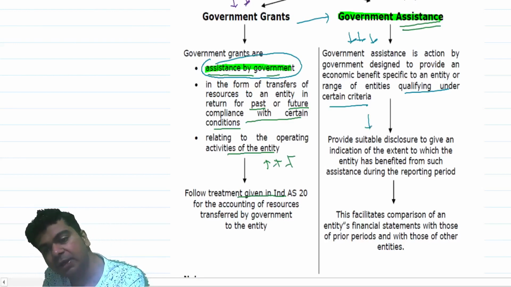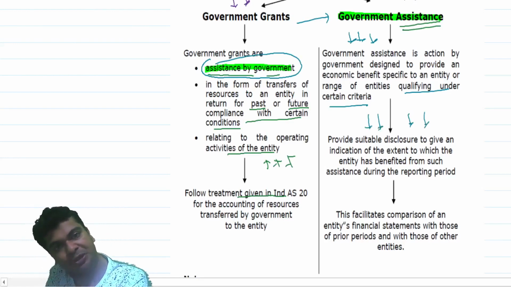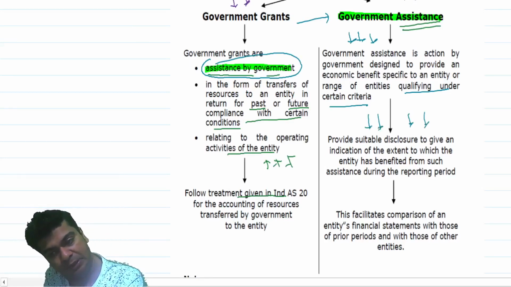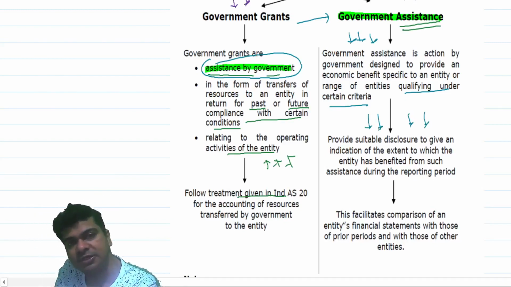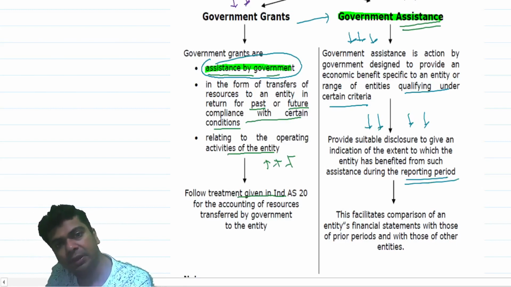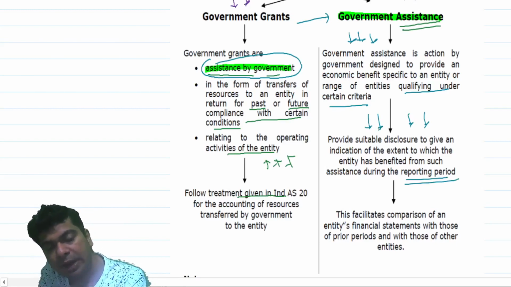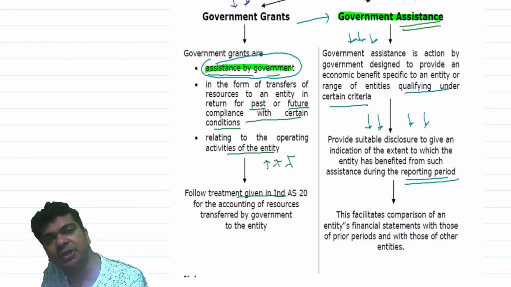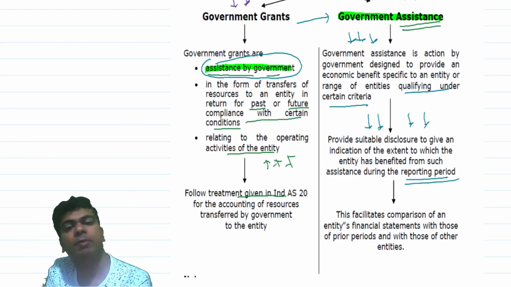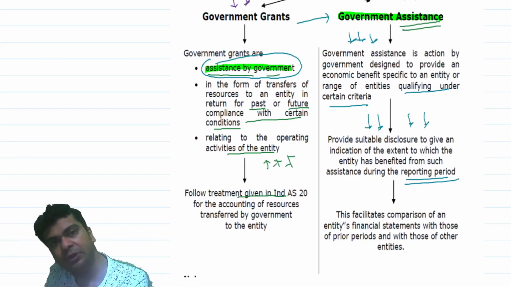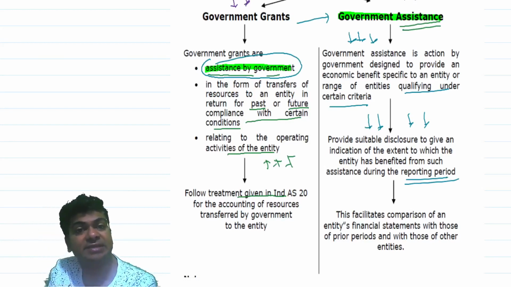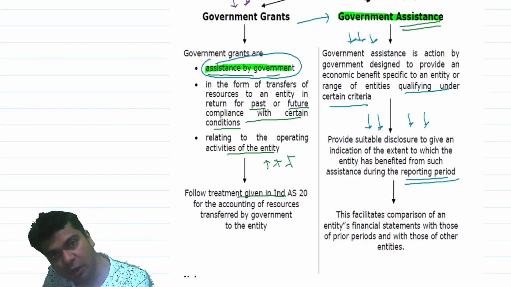Yes, what to do over here? Here, what you should do is provide suitable disclosure, to give an indication of the extent to which the entity has benefited from such assistance during the reporting period. I can definitely say in my notes to the financial statements that, because the government levied higher customs duty on certain products, my sales have increased. I can say that this is government assistance.